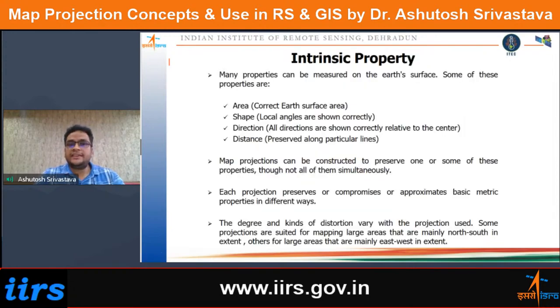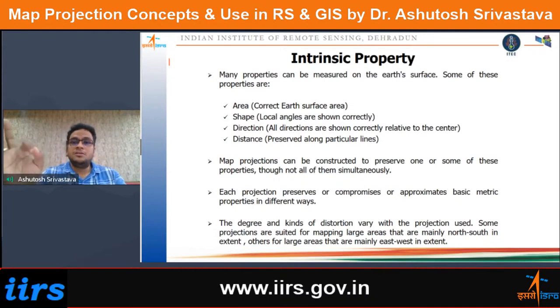So many properties can be measured on the Earth's surface. Some of these properties are area, shape, directions, distance. Map projections can be constructed to preserve one or some of these properties, though not all of them simultaneously. Now, you can derive different kinds of map projections. Various map projections can exist. You can tilt it, you can put it in oblique, like this, so different kinds of map projections can exist.